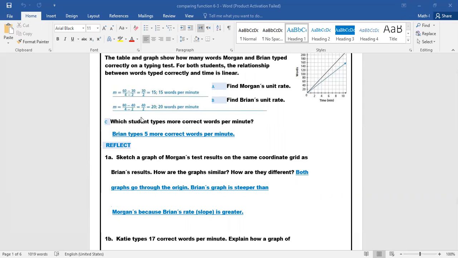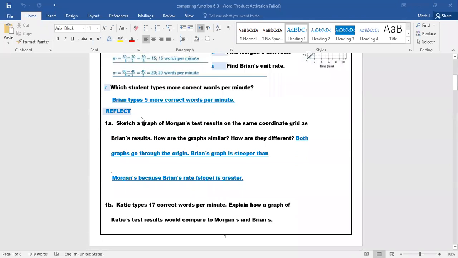In this situation, we have another person joining us in this question. Kitty types 17 correct words per minute. Explain how a graph of Kitty's test results would compare to Morgan's and Brian's. We said that Morgan types 15 words per minute, right? And Brian's 20 words per minute.